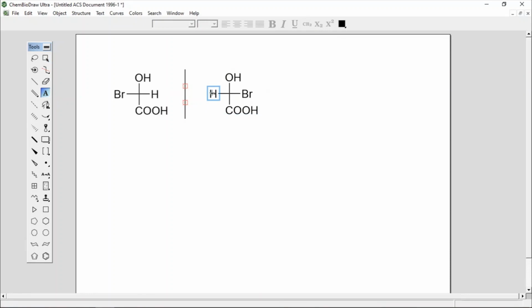Now I am changing this hydrogen. Now you have to check whether these are enantiomers or not. Just take this molecule and try to overlap it on the first molecule. What happens when you keep this second molecule on the first molecule? This OH overlaps on OH, the carboxyl group overlaps on the carboxyl group, bromine overlaps on bromine, and hydrogen overlaps on hydrogen. So this is not an enantiomer because it is superimposing on each other.